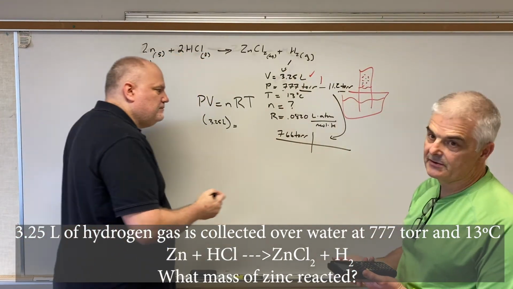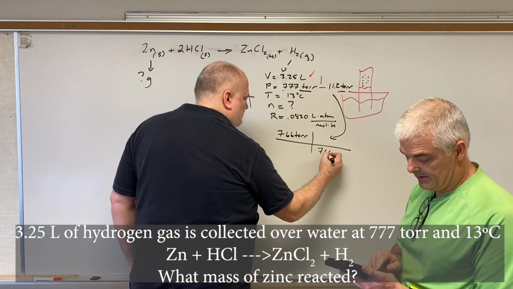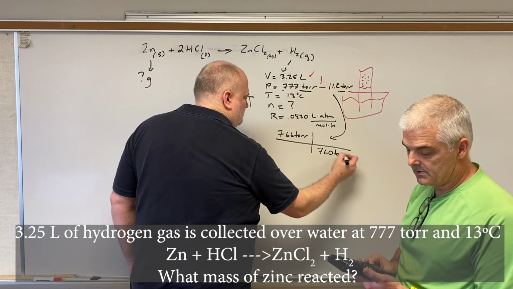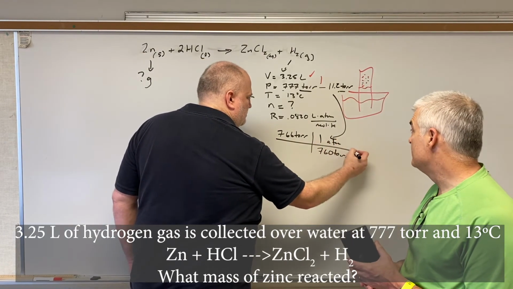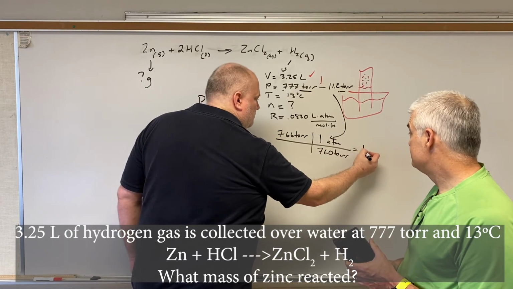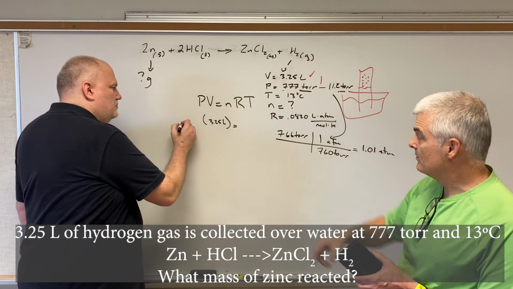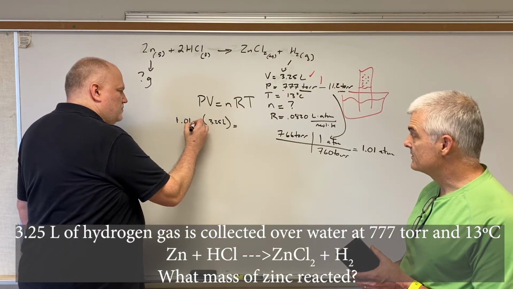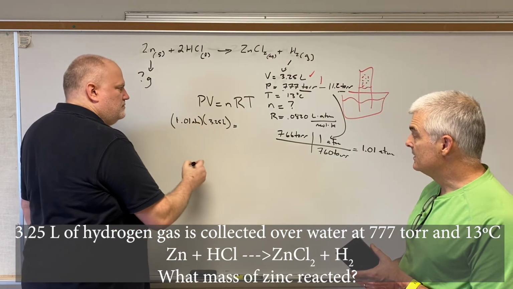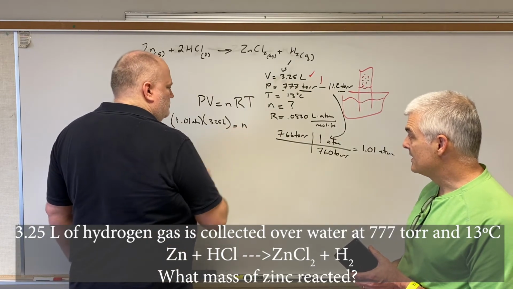So now we simply divide by 760, right? Because it's slightly over 1 atmosphere. It's 1.01. So our pressure is now 1.01 atmospheres. And PV equals nRT, and R is a constant.